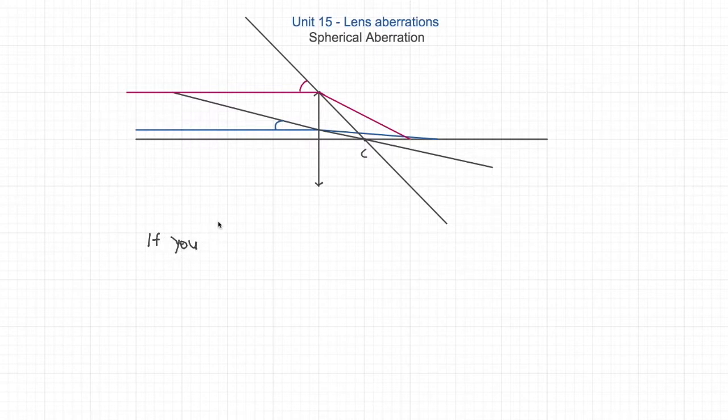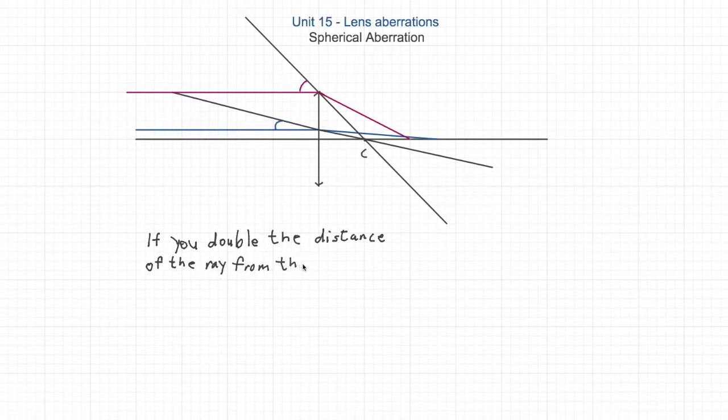As the incident ray gets further away from the optical center of a lens, the spherical aberration increases. If the blue ray was 1 centimeter from the optical center and it had a certain amount of spherical aberration, and if the red ray was 2 centimeters from the optical center, its spherical aberration would be 4 times the aberration of the blue ray.